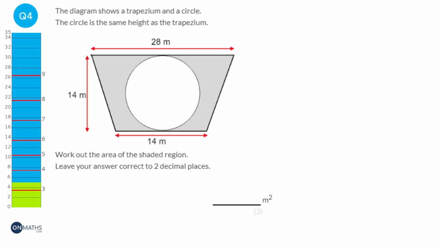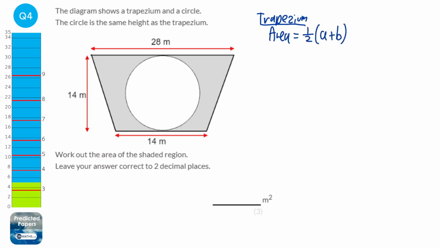So the first thing we're going to do is work out the area of the trapezium. And the formula for that is half brackets a plus b times h. Now A and B have to be the parallel sides. So here we've got the two parallel sides, here and here. So that is A and B. And then the H is the perpendicular distance between them.